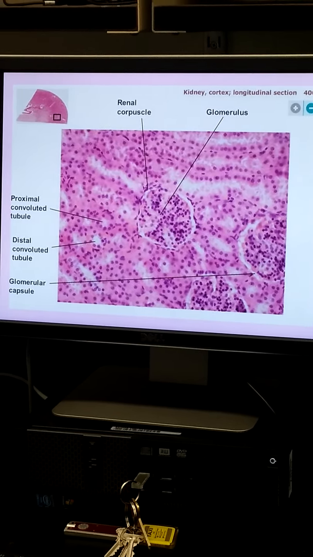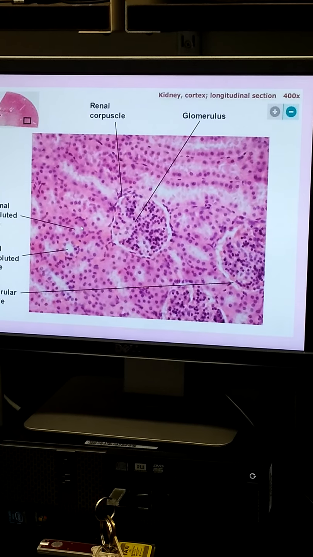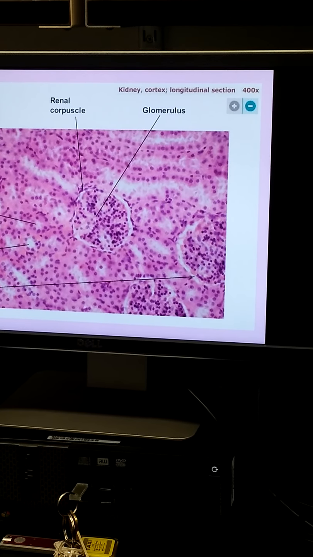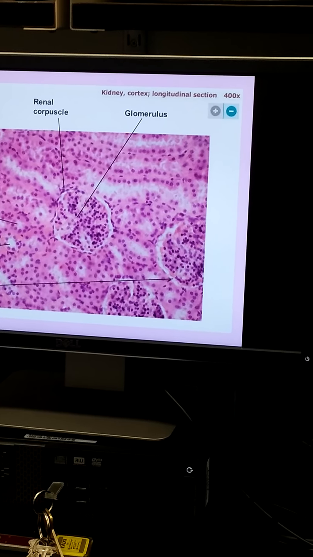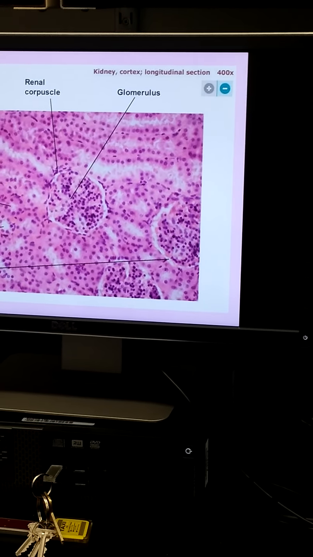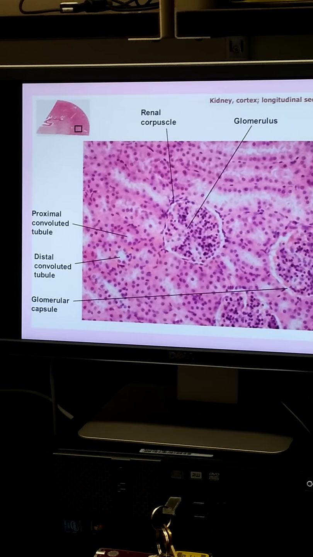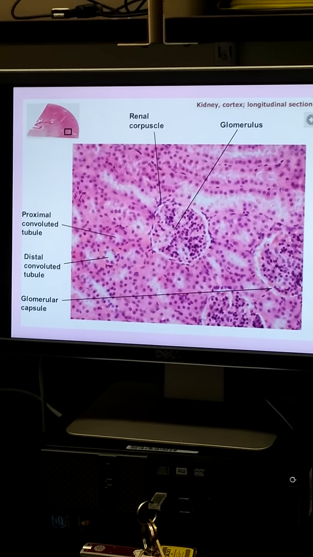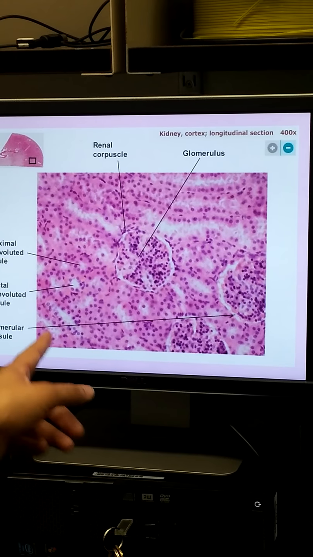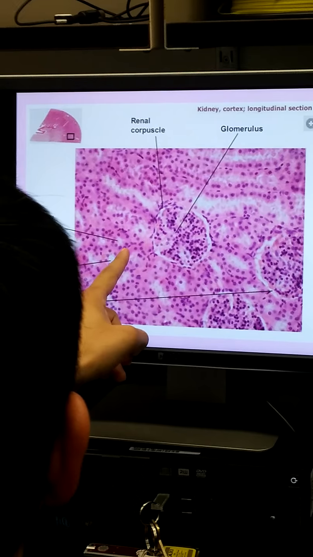So how will we differentiate now proximal convoluted from distal convoluted? At this point you can differentiate. What do you see different about the PCT and the distal DCT? The DCT is whiter. What is whiter? The lumen. The lumen is whiter. Okay. Now the question is, why is the lumen of the DCT whiter? That means it's empty. There's nothing in the lumen. But why is the lumen of the PCT pinkish?